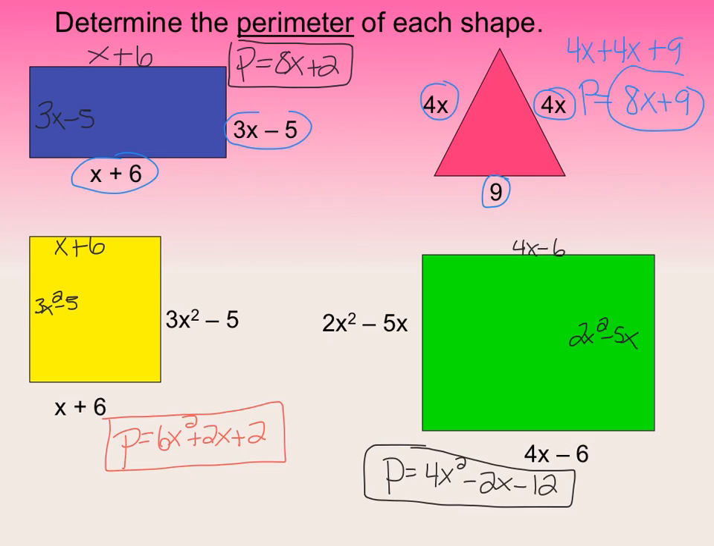So that really shouldn't be that hard if you ever see a shape and it says find perimeter. It literally is just asking you to add everything on the outside or combine like terms. And that is everything for this section, so hopefully it was pretty easy for you guys.